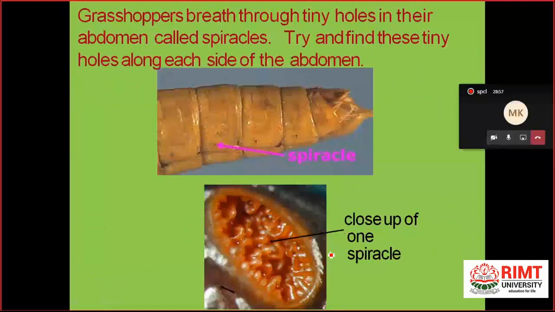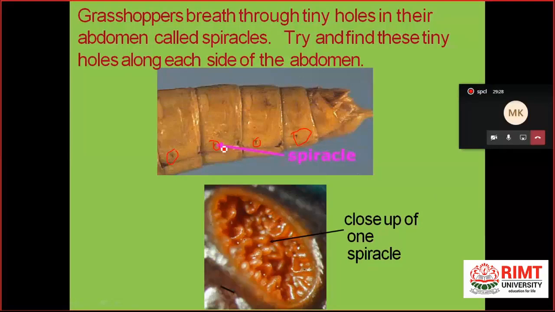This is about the spiracles. Spiracles are respiratory in function. On each thoracic segment, the spiracles are present. These are present on the first and second thoracic segment also. These are the abdominal segments, but in the case of grasshopper, spiracles are present on the first and second thoracic segment also. These are the spiracles.